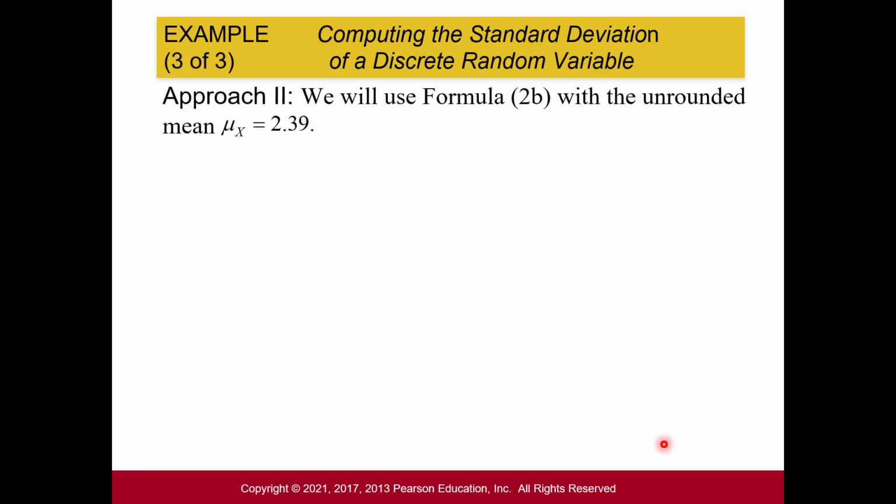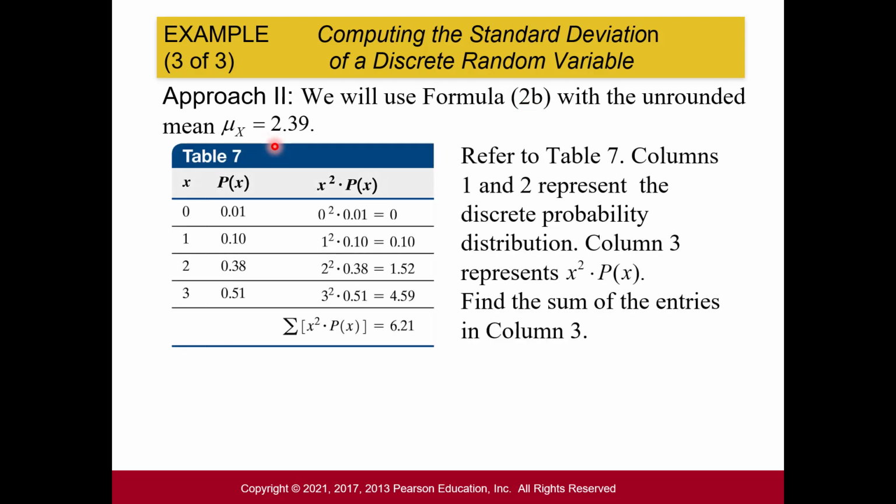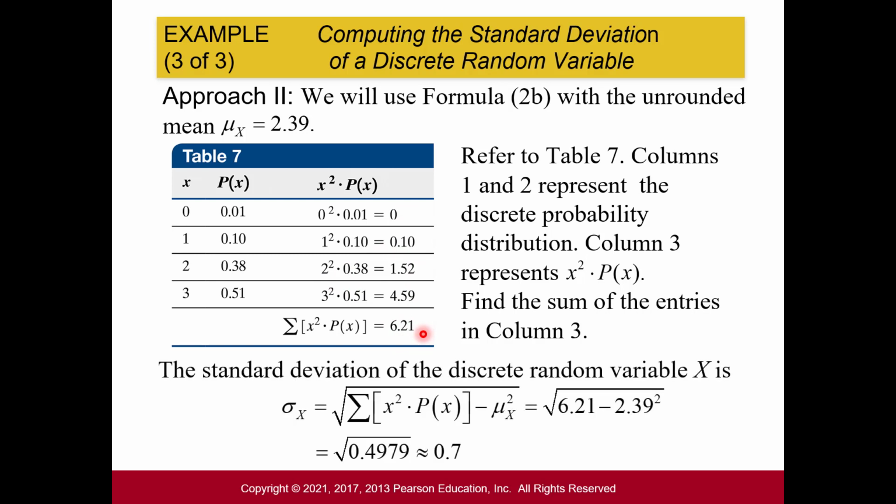So another way we could do this is to use the other formula with our unrounded mean, 2.39. And remember in this version of the formula, we still had to use our x value and our probability, but the work was a little bit different. Square each x value, multiply it by its probability. We do this each time, and then add those up. So that's where the 6.21 came from. And then remember, from there we wanted to subtract the mean squared. So we'll square this number first, do the subtraction, and then take the square root. We will get the same value, 0.7.